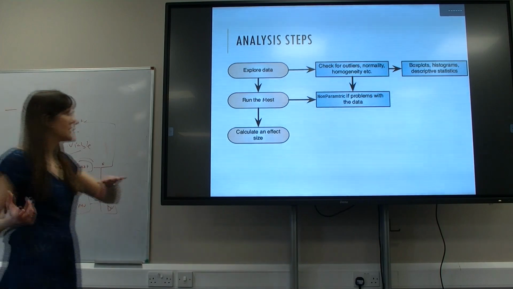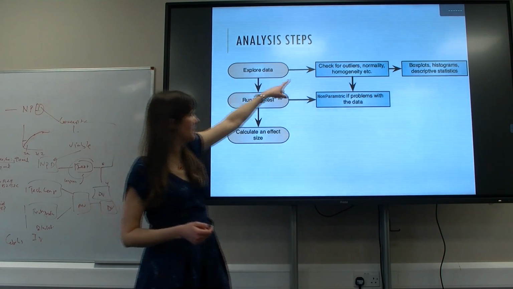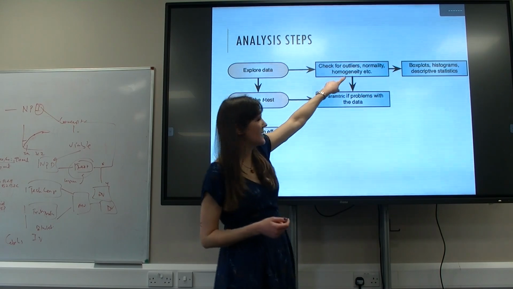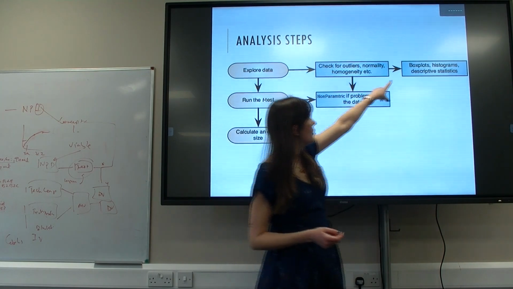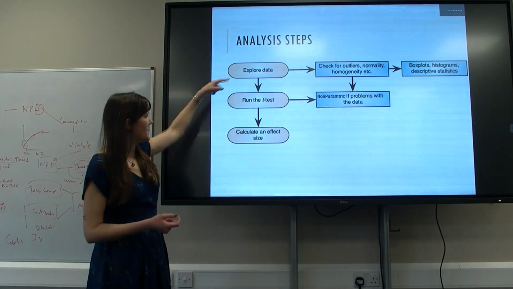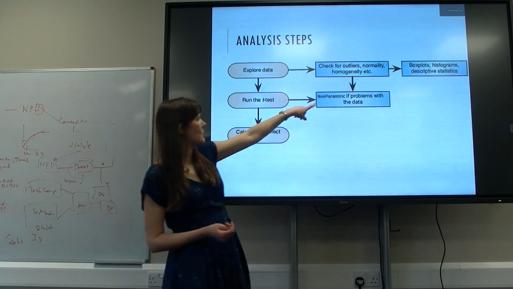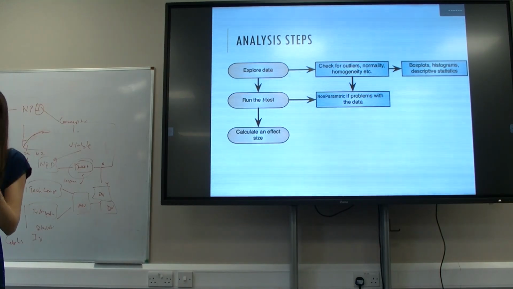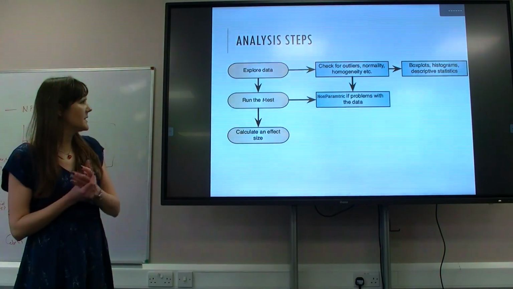So the stages of the analysis. First of all, you explore your data, which we've done. We've checked for outliers, normality, and we'll check for homogeneity when we do that t-test. We've looked at our box plots, histograms, and our descriptive statistics. So now we're here running the t-test. It prompts you to use non-parametric tests if there are problems with the data. As I said, because our sample is more than 30, we're going to go ahead with the parametric t-test.